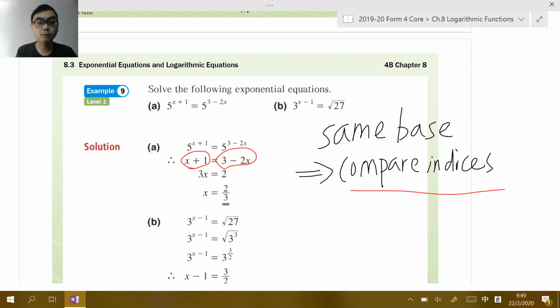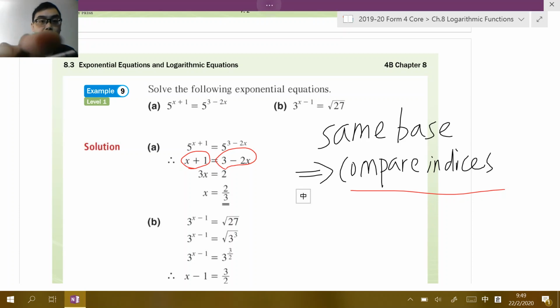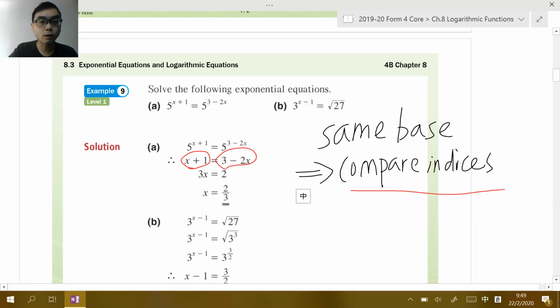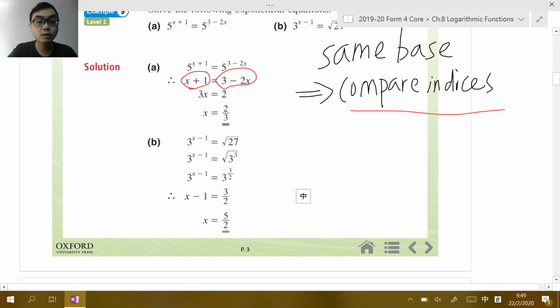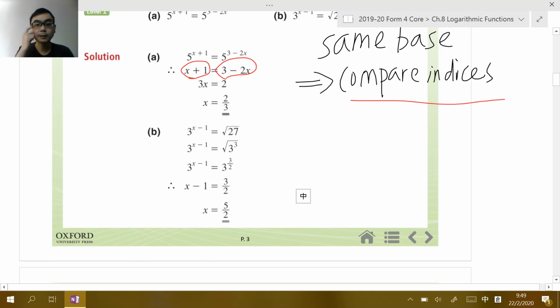Part b is similar, even though the right side is square root 27. Once again you apply the law to change square root 27 as a power of 3, which is 3 to the power 3 over 2. Once again, you just compare the indexes and then get x. So for the basic idea of exponential equations, the most important thing is that we compare the indexes if they have the same base.